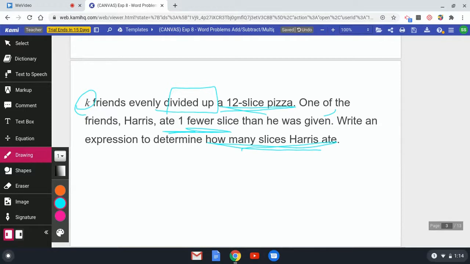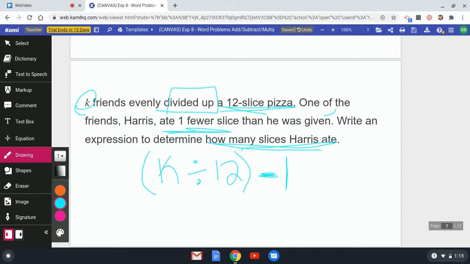Okay, so let's start at the beginning. We have K friends, and they divided this pizza up, right? K friends divided by 12. But what happened to Harris? He ate one fewer slice. So let's pretend there's 6 friends. If 6 friends divided up that 12 slice of pizza, each would get 2 pieces. But Harris ate one fewer slice than he was given. So how many pieces did he eat? He would have only eaten 1 in that situation.